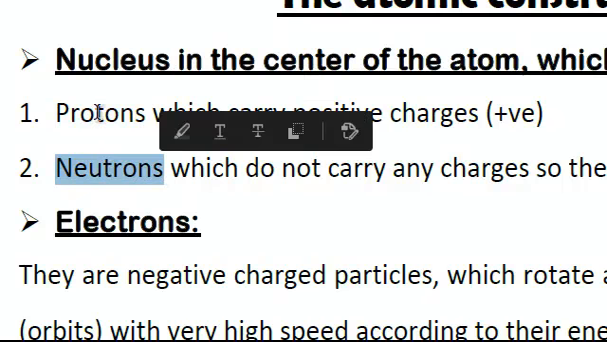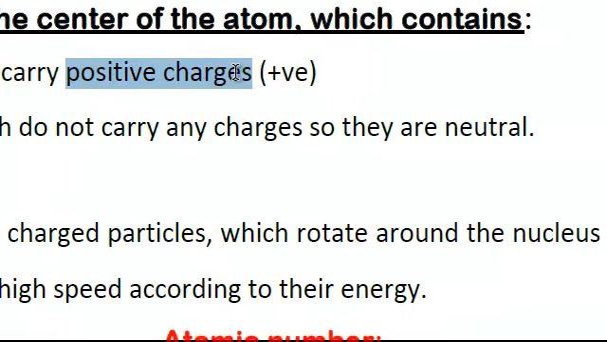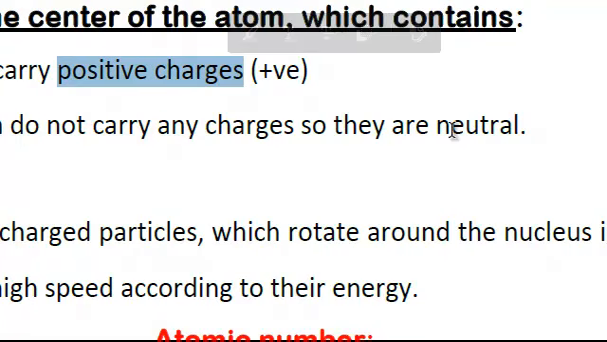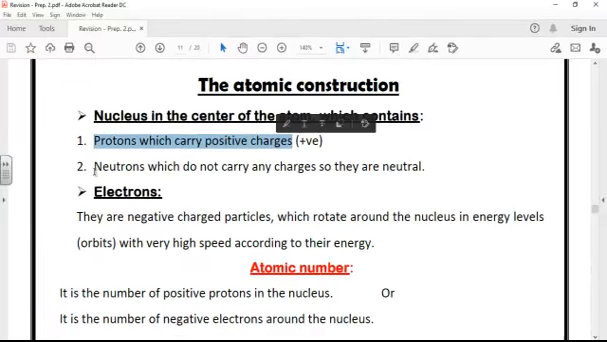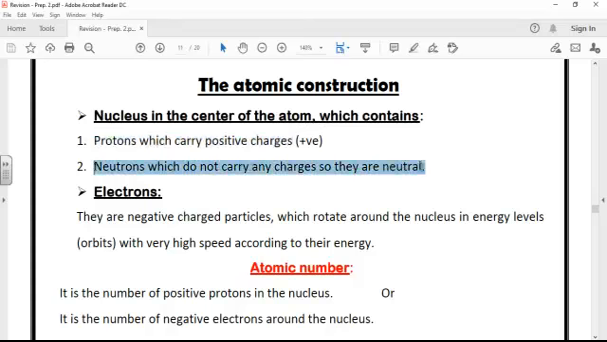But what is the difference between them? The protons carry positive charge, and neutrons are neutral. Neutral means no charge. So again, the nucleus contains two parts, number one, protons, which carry positive charge, and the second one, neutrons, which are neutral, meaning no charge.